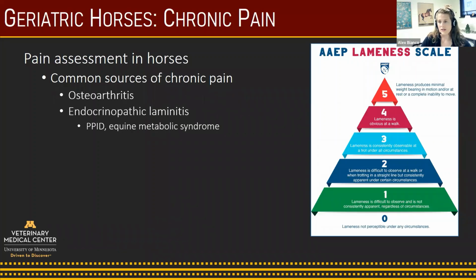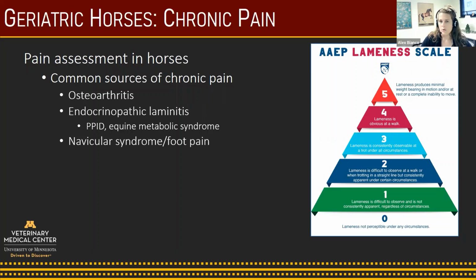Endocrinopathic laminitis. By this we mean laminitis that's caused by an endocrinopathy, or a hormone-related disease. The most common one here is PPID, or equine Cushing's disease. That is definitely something with an increased likelihood with age of the horse. Also, equine metabolic syndrome is another endocrinopathic laminitis. It's not related to age. Navicular syndrome, foot pain, would be another source of chronic pain.